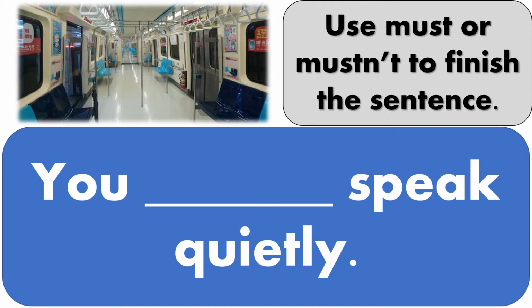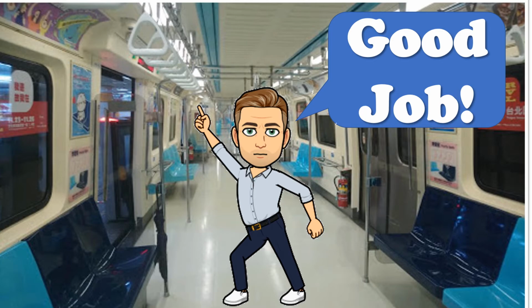How about this one? Say it out loud using must or mustn't. This one is a must. You must speak quietly. You don't want to bother everyone else on the MRT, so just speak quietly. Say it after me. You must speak quietly. Good job.